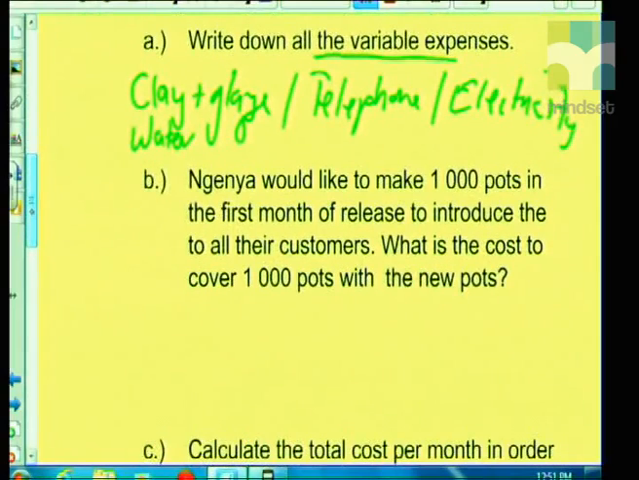So in total, what you can see here, we're saying we've got 2 fixed costs and the rest are variable. Now, question number B says, Ingenia would like to make 1,000 pots in the first month of release to introduce to all their customers. Okay, what is the cost to cover 1,000 pots with the new pots? Okay, so we're going to need to get the total cost of making 1,000 pots. Let's have a look at that.